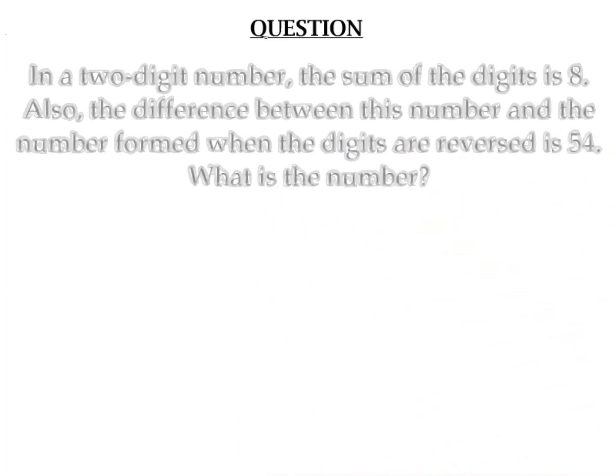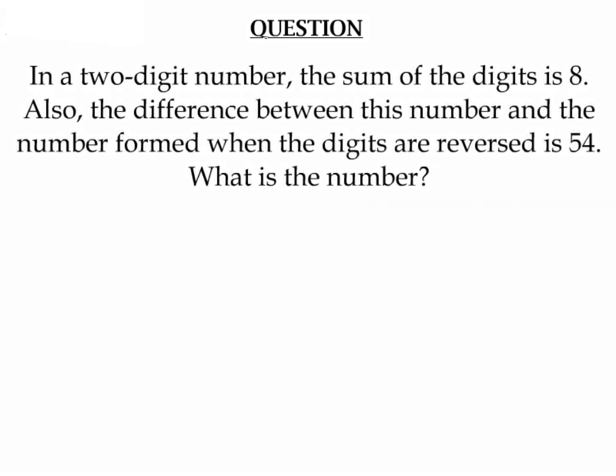In a two-digit number, the sum of the digits is 8. Also, the difference between the number and the number formed when the digits are reversed is 54. What is the number?